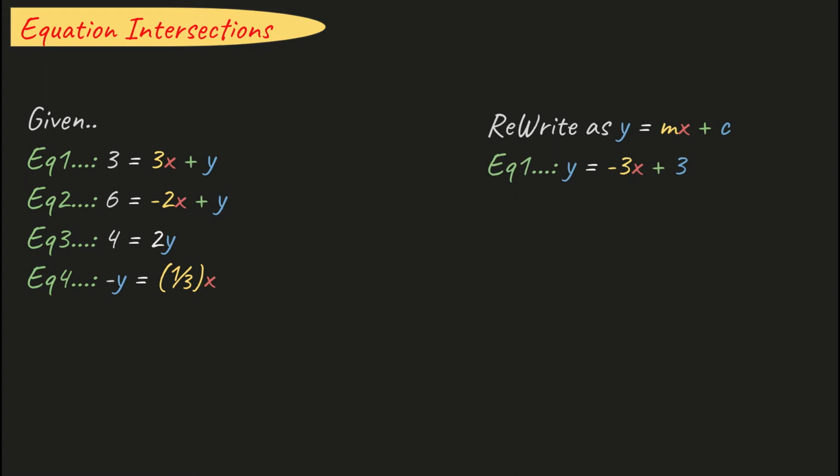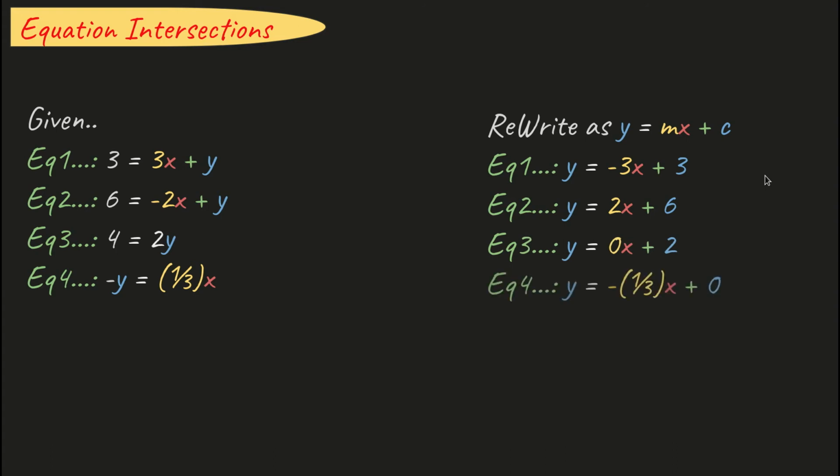Some people say y is equal to mx plus c. Some people say y is equal to mx plus b. It doesn't matter. It's the concept that's important here. So we rewrite equation 1, and if you rewrite equation 1 carefully, you'll see y is equal to minus 3x plus 3. Rewrite equation 2, y is equal to 2x plus 6. Rewrite equation 3, y is equal to 0x plus 2. Y is equal to 2. And the last one is like that.